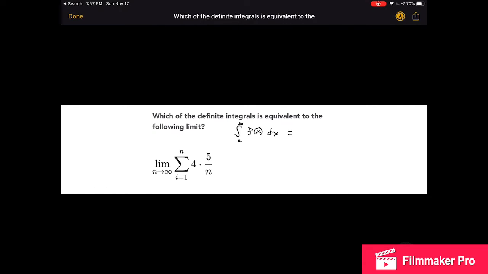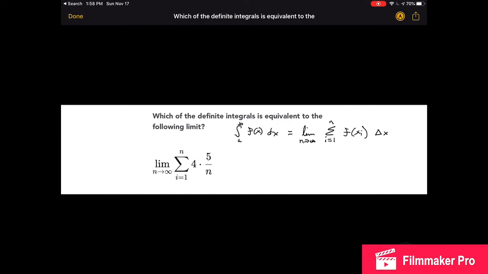That's equal to the limit as n goes to infinity. Now I need two counters here, an i and an n, because n's keeping track of that infinity for me. The sum from i equals 1 to n of f of x sub i. x sub i stands for each x we're using, for every one of those infinite number of rectangles. So f of x sub i times delta x.